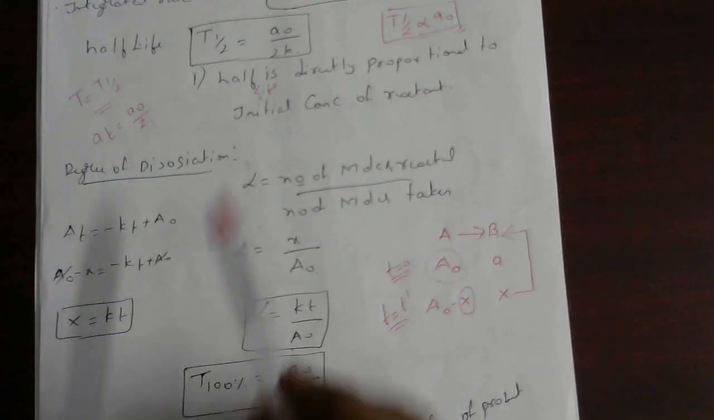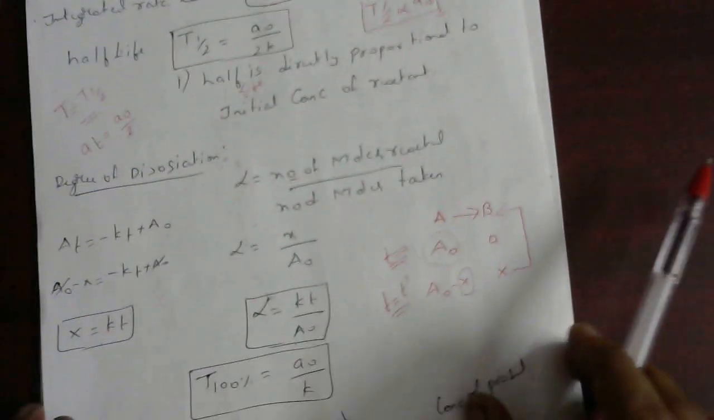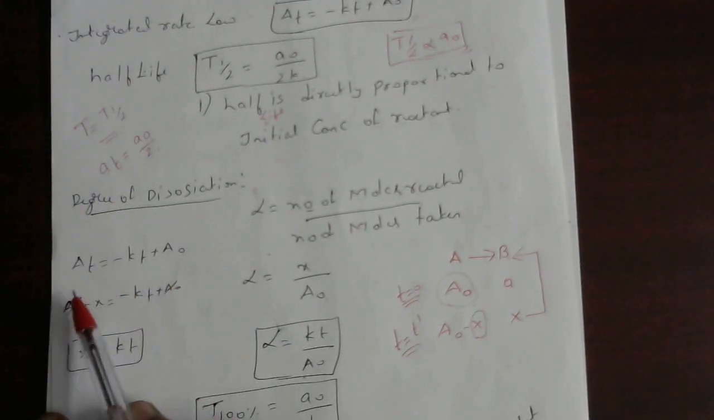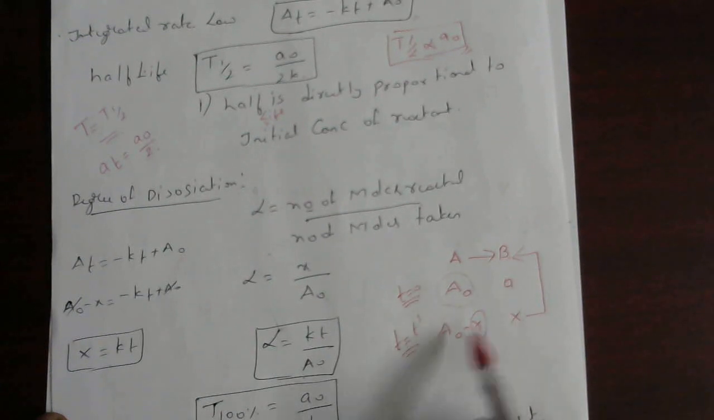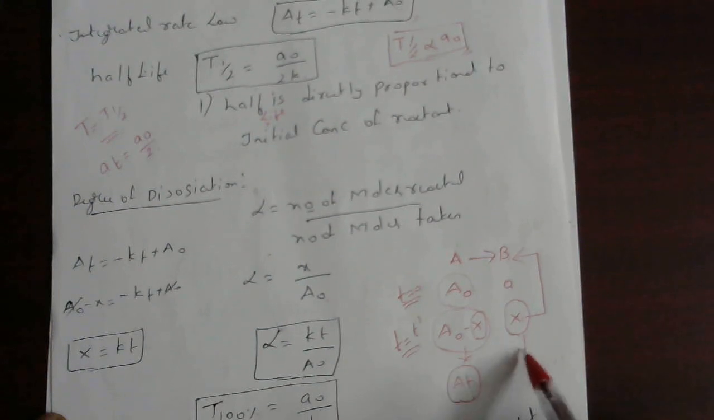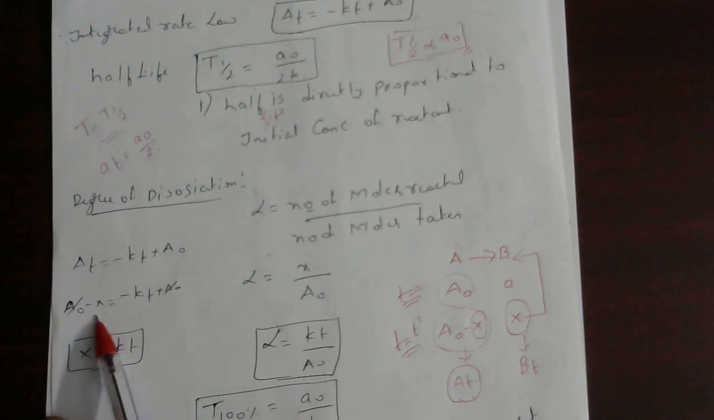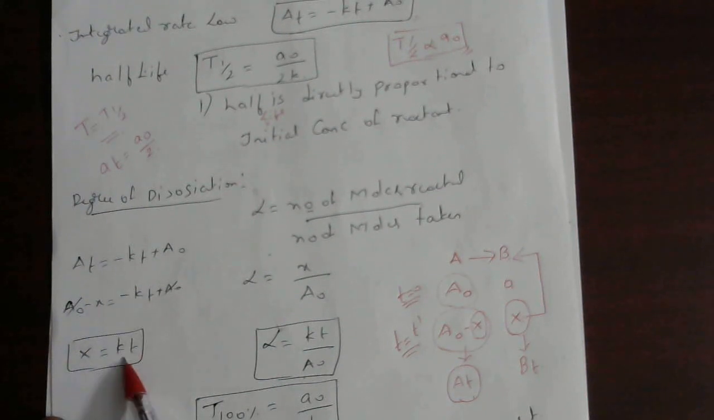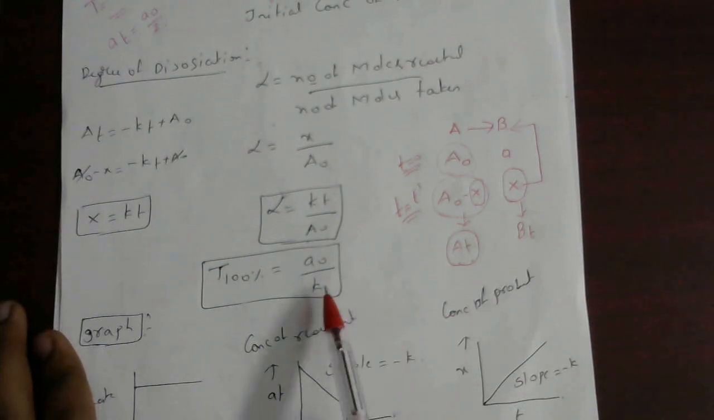So here let us substitute. Let me make you understand. This is nothing but the integrated rate law. So take that integrated rate law, and here At is nothing but A0 minus x, which is the concentration of A at time t. This is the concentration of B at time t. So A0 minus x equal to minus kt plus A0. So directly A0 got cancelled, and the minus signs also got cancelled, x equal to kt. So substitute here, you will be getting the alpha value, and t for 100% is nothing but A0 divided by k. Simple here.